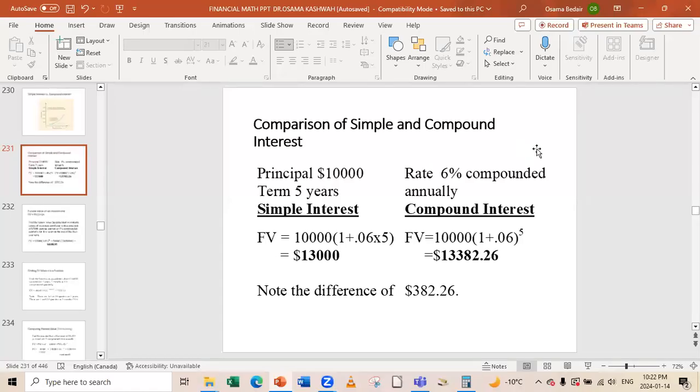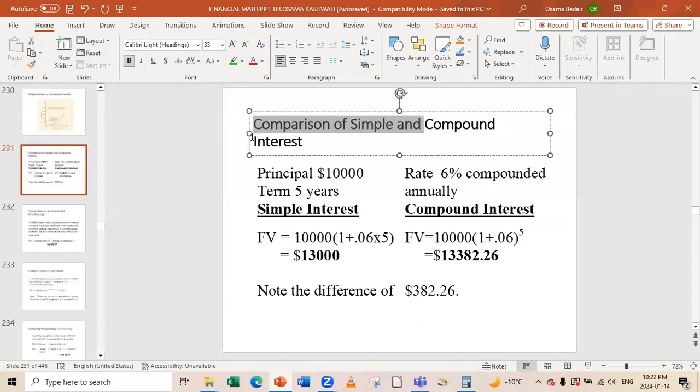Compound interest. We'll talk about some points today regarding compound interest. Here we have an example to compare simple and compound interest.